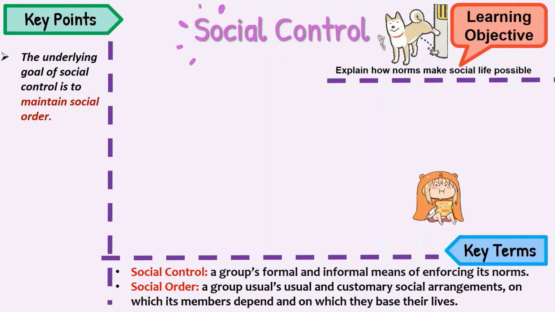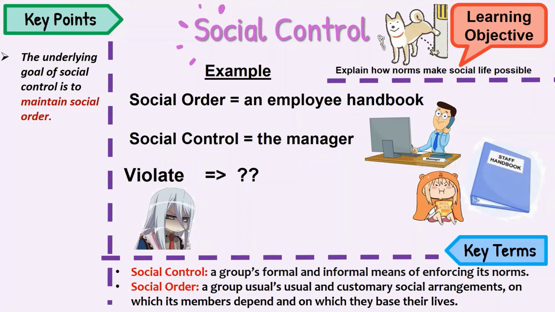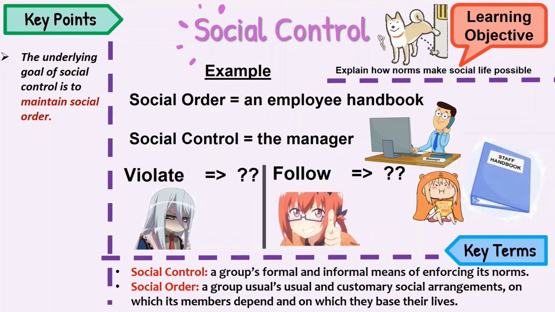Imagine social order as an employee handbook and social control as the manager. So when the employee violates a workplace guideline, the manager steps in to enforce the rule and you either get fired or demoted. And if you follow the rules, you will get a promotion or a raise from the manager. But why would we get a raise though? The answer is to encourage you to follow the social norm. And why do we need to follow this social norm? Because norms maintain social order by making behavior more predictable.